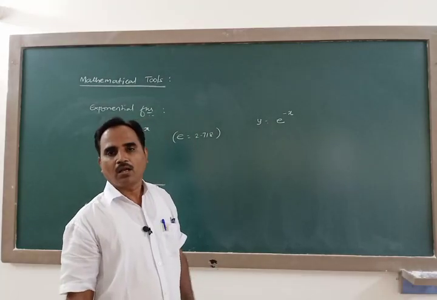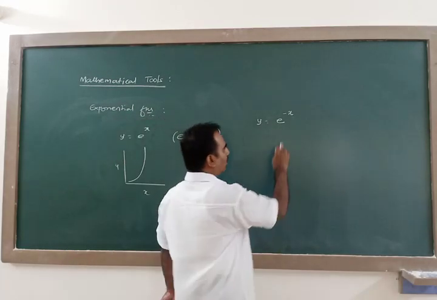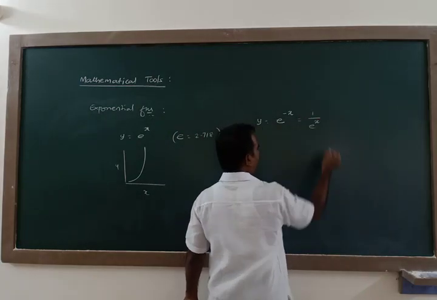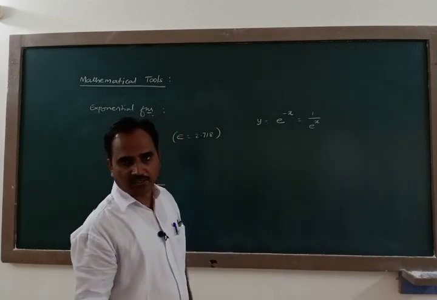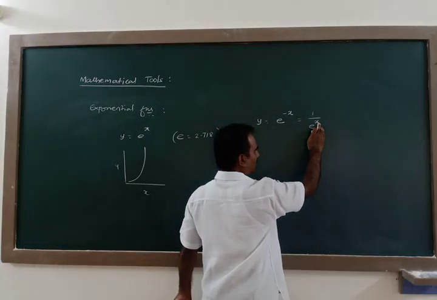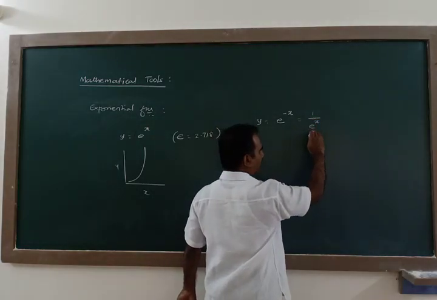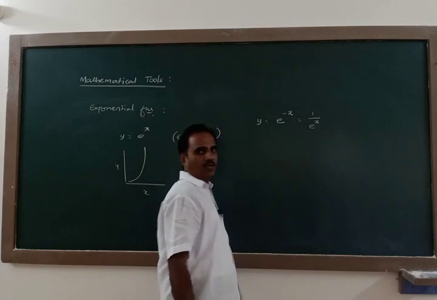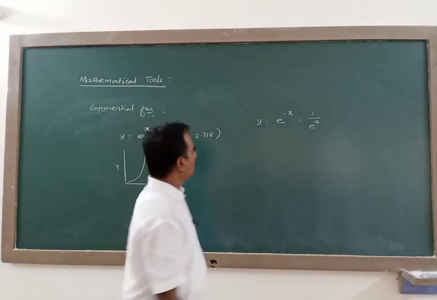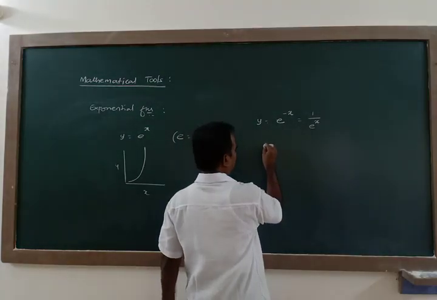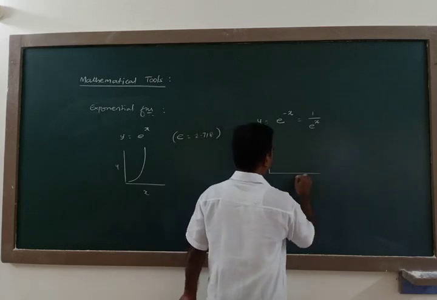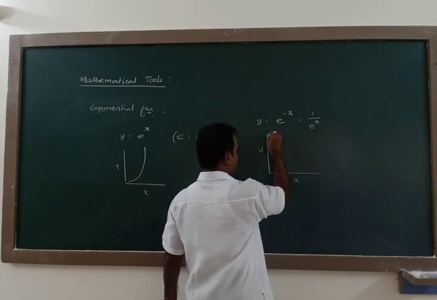So here, this e to the power of minus x can be written as 1 divided by e to the power of x, according to the theory of indices. So when x increases, e to the power of x will increase, 1 divided by e to the power of x will decrease. That means as x increases, y decreases here. So if I plot a graph of y versus x, I will get this type of graph.